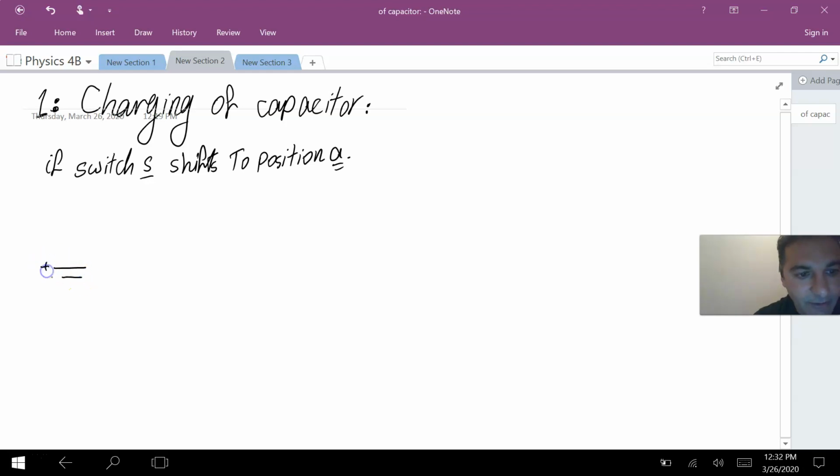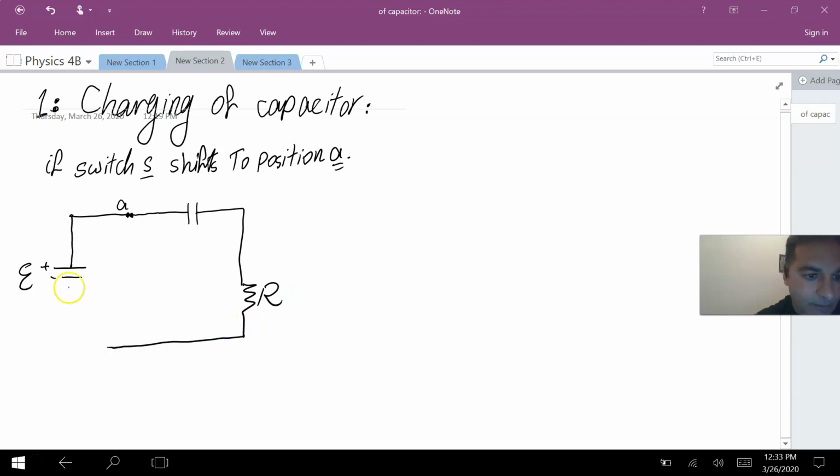This is a battery, correct, with E. Then here is position A, where switch S is closed, correct. This is a resistor. And here I have position B, which is just one wire. All right. And this is C.